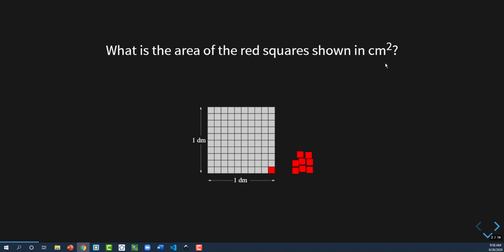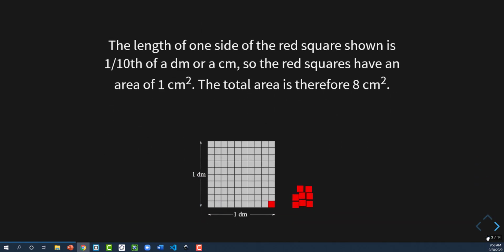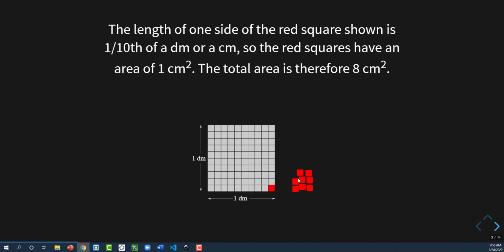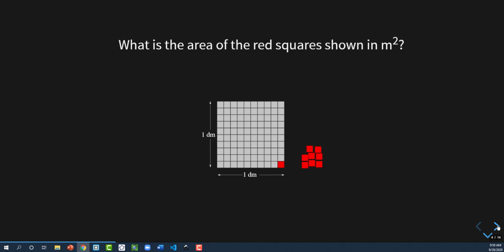They ask how many we have. Well, obviously we have 8 of them. We just count them. There's 1, 2, 3, 4, 5, 6, 7, 8, and we're done. The area shown here is 8 centimeters squared. So the only issue here was interpreting that diagram. Apart from that, it was trivial. So let's look at the next example.